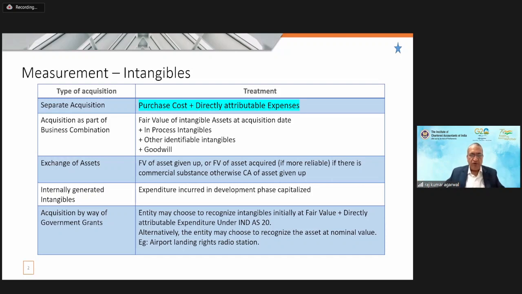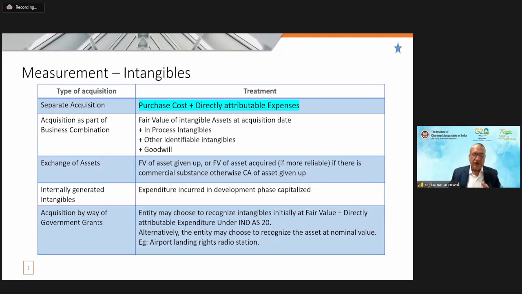So I have given 5 lakh: 3 lakh for the brand, and 1 lakh for goodwill. Basically, in this business combination, over and above the tangible asset, we try to identify if we have acquired any other intangibles. Those intangibles are fair valued and accounted for, and the balance goes to goodwill.